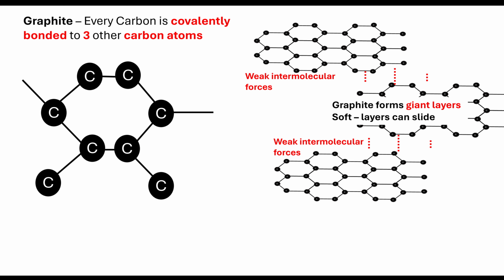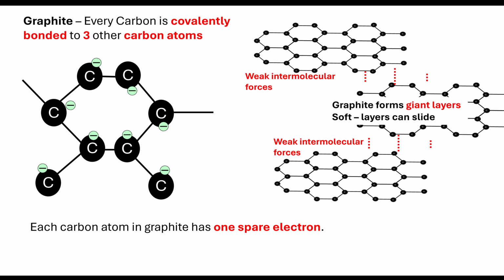Now, another thing to note about graphite is that it also has a spare electron at each of its carbon atoms. Now, remember, carbon is in group 4. It therefore can make 4 covalent bonds because it has 4 electrons in its last outer shell. Well, because it's only covalently bonding with 3 other carbon atoms, what that then means is that one of these electrons in its last outer shell becomes spare.